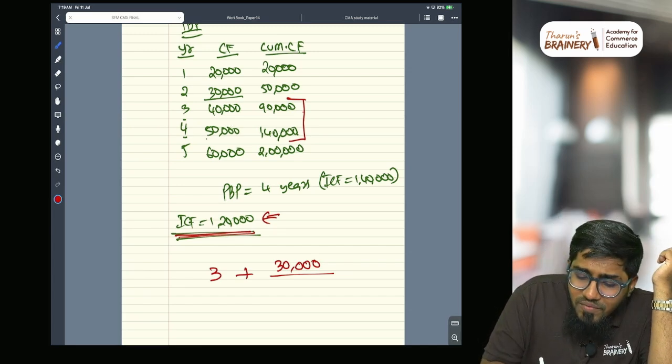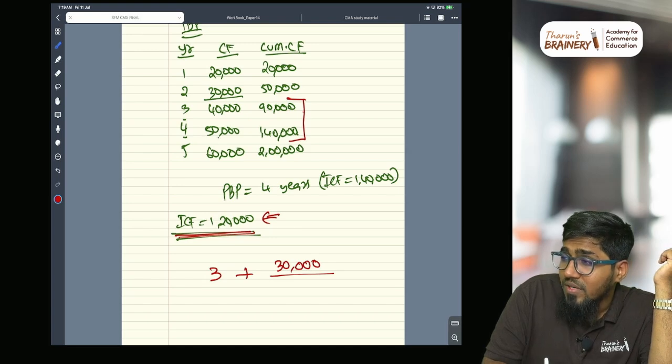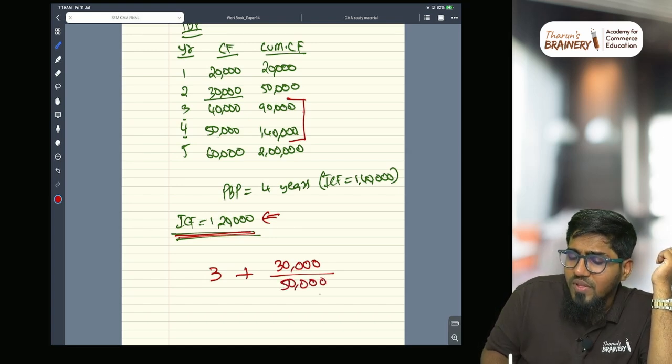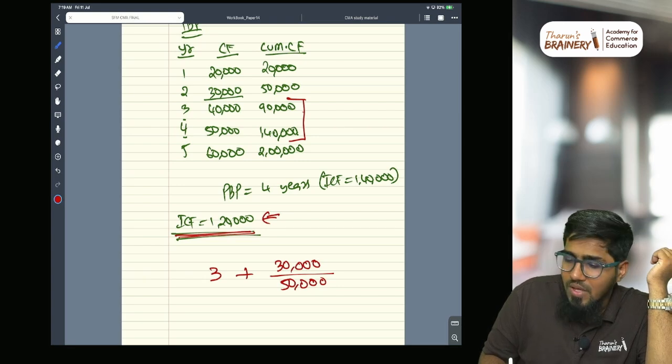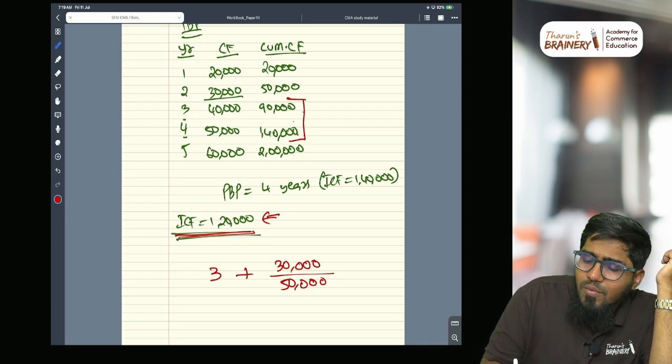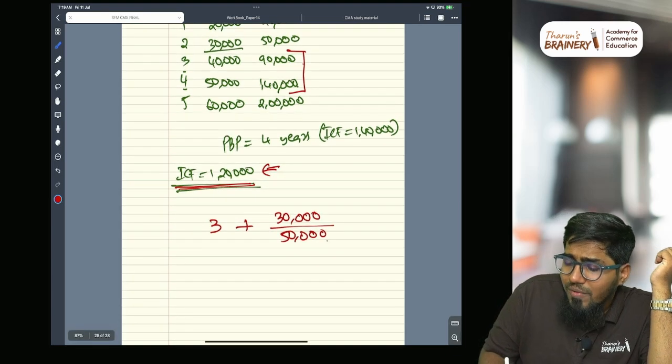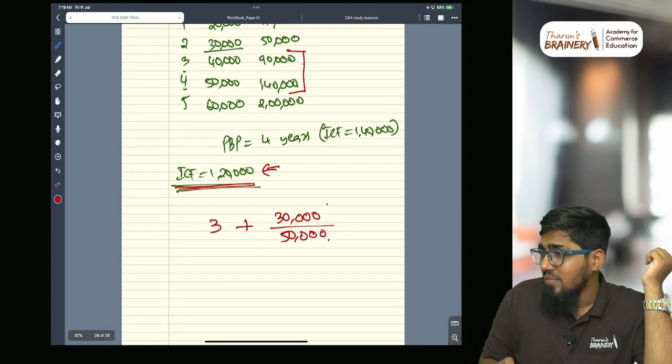So how much I have earned in fourth year, or what is the cash flow that I've got in fourth year, which is 50,000. So out of 50,000, I don't want exactly 50,000, because if I want exactly 50,000, it becomes 1,40,000. I want only 1,20,000 rupees, correct? So out of 50,000, I want only 30,000, correct?